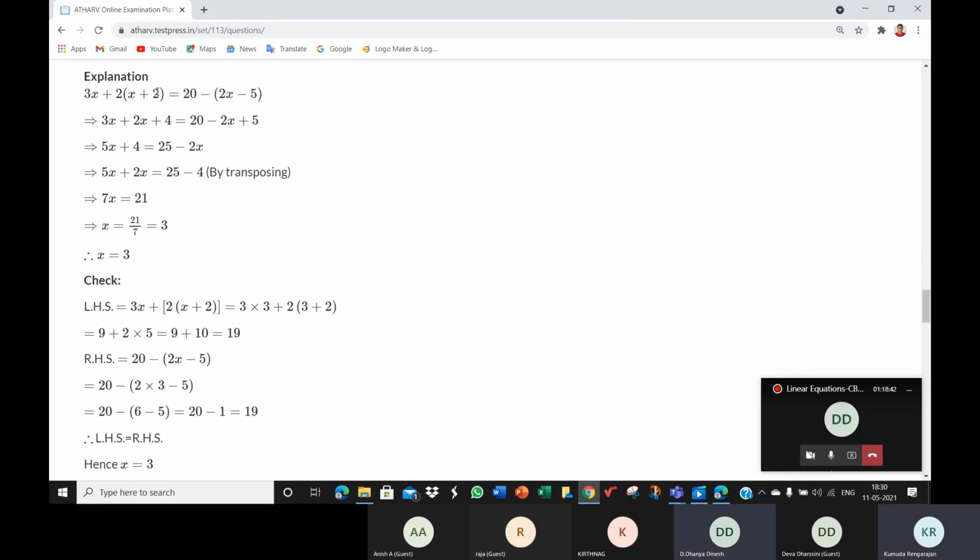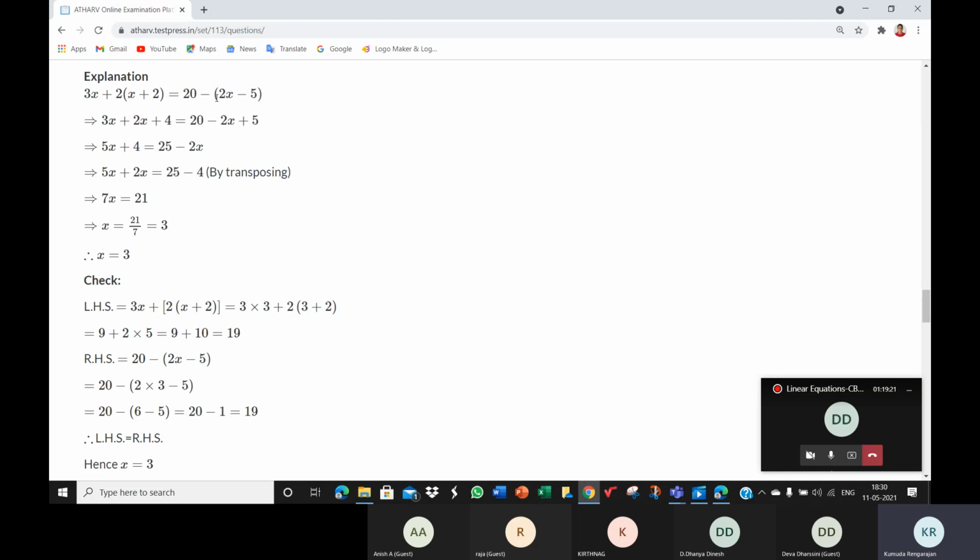Yes, ma'am. Okay. So write 3x as it is. Whenever there are some terms in the bracket and there's a number or some term outside it, we need to multiply that which is outside the bracket with every term inside the bracket. That is the rule. So write 3x as it is plus 2 into x is 2x. Minus into minus plus 2 into 2, 4 is equal to 20.